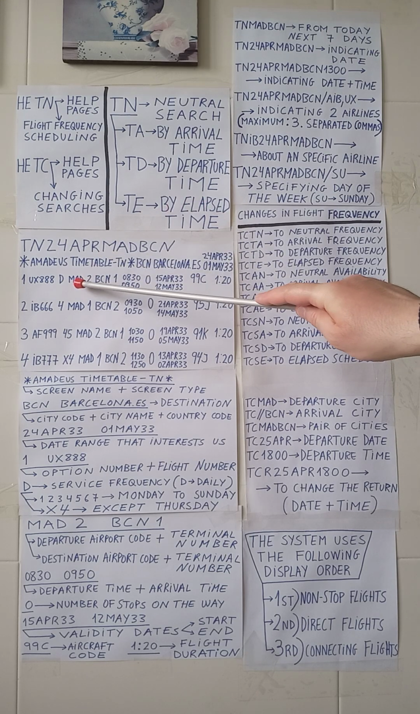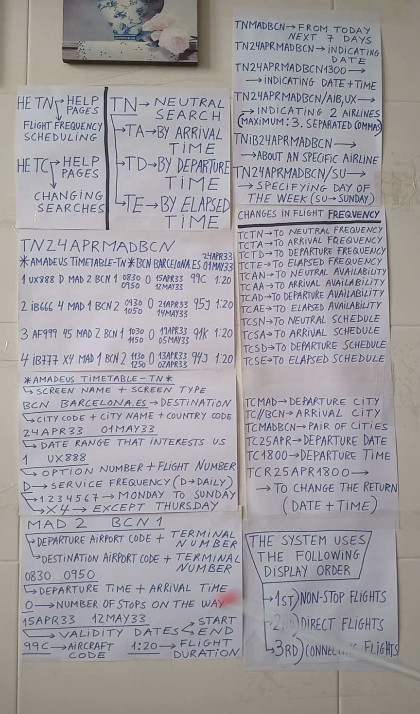Next, MAV2 BCN1, which is here, okay, is used to indicate the departure airport code, which in this case is MAV, and the departure terminal number, which in this case is number 2. It also serves to indicate the destination airport code, which in this case is BCN, and the arrival terminal number, which in this case is number 1. 0830 0950, which is here, okay, is used to indicate departure and arrival times.